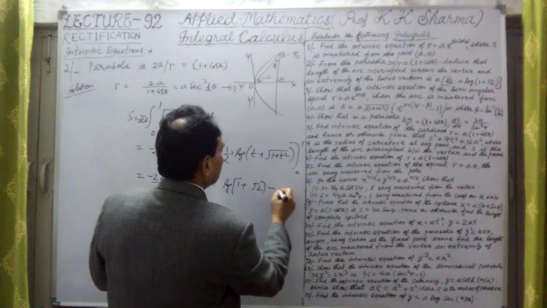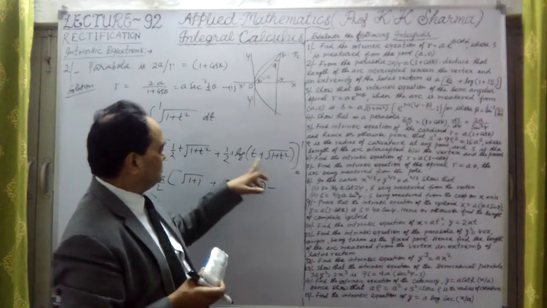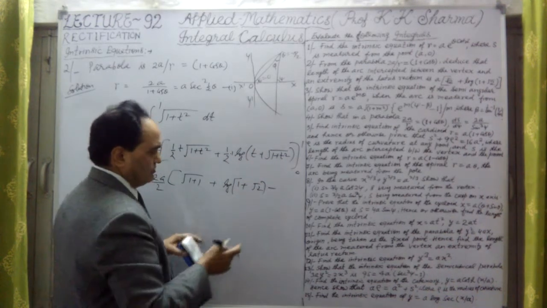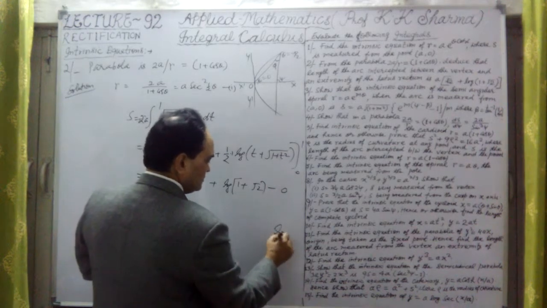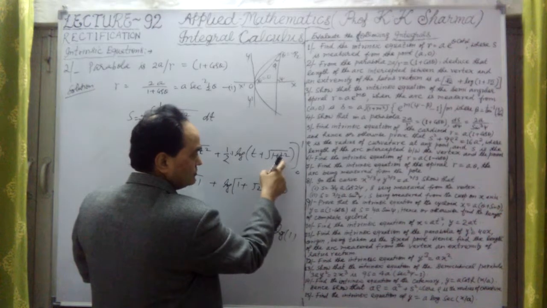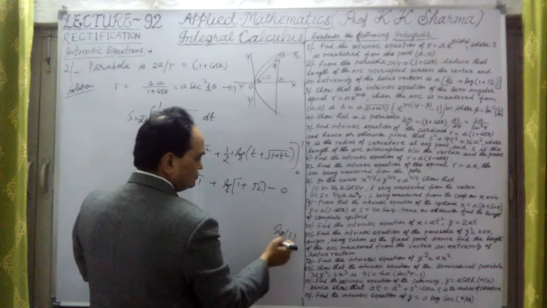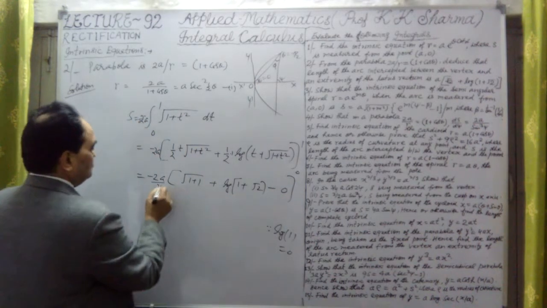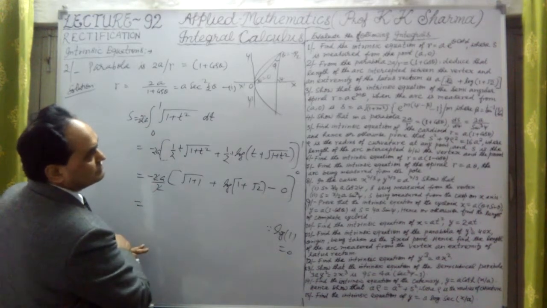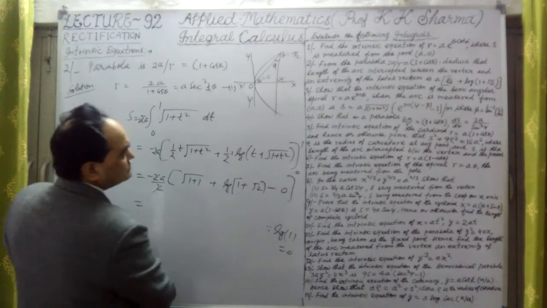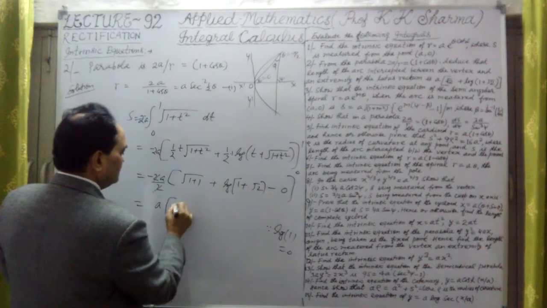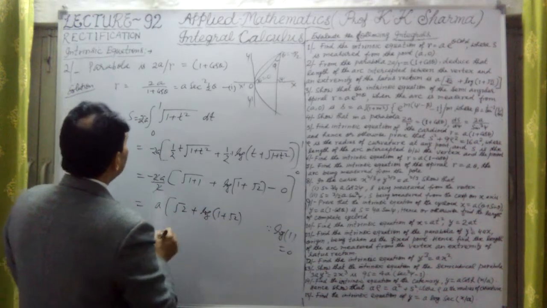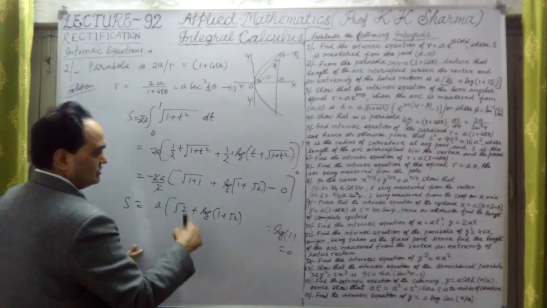So minus log 2. Because at 0, if I find out, this is 0, this is 1 here, log 1 is 0. It is 0 here, because lower limit t is 0, so this is 1 only. Log 1 is 0. What we get to cancel out, it is a only, because this magnitude we have to find out. This is a within bracket under root 2 plus log of 1 plus root 2. This is the magnitude of the length s. Length of the arc is this magnitude.